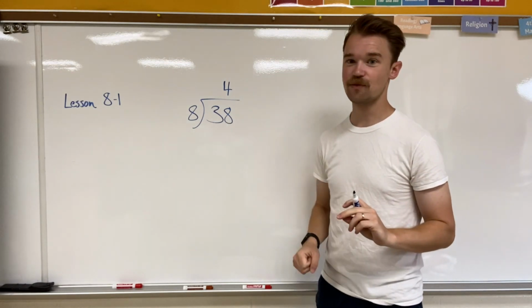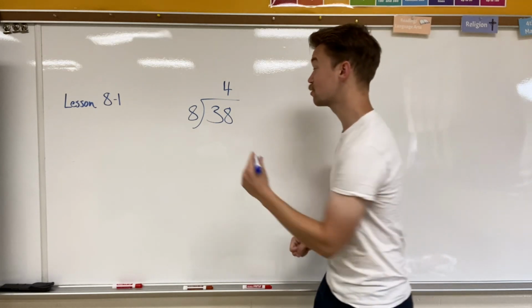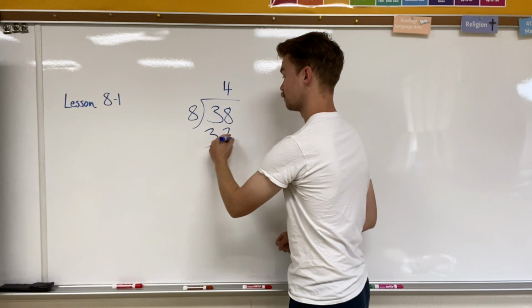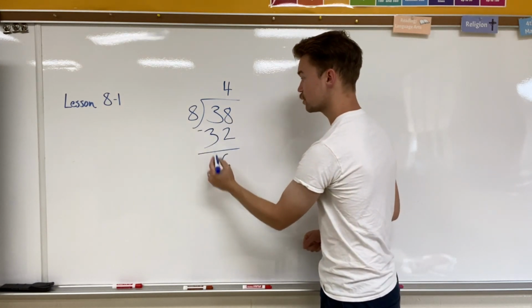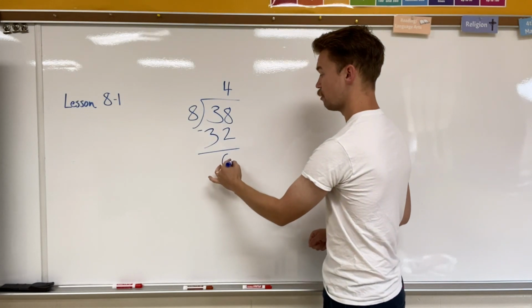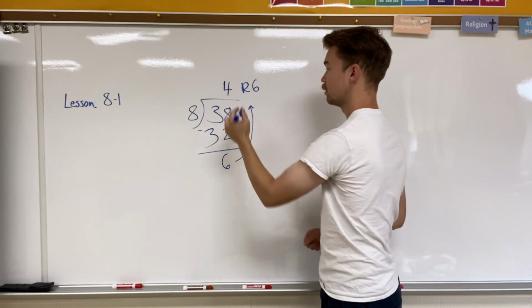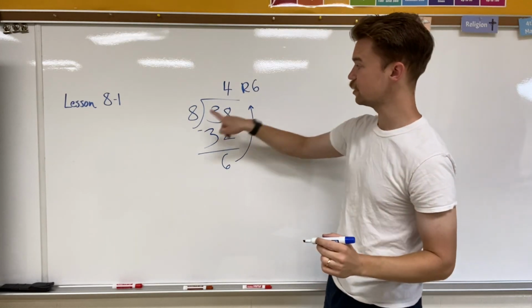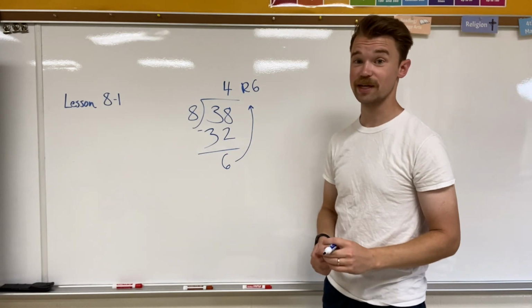I can take 8 times 4. Well, 8 times 2 is 16, and 16 plus 16 is 32. I'm going to subtract my two numbers here. 8 minus 2 is 6, 3 minus 3 is 0. My remainder is going to go back up to the top. Remainder 6. Double check that my remainder is smaller than my divisor. My answer should be 4, remainder 6.